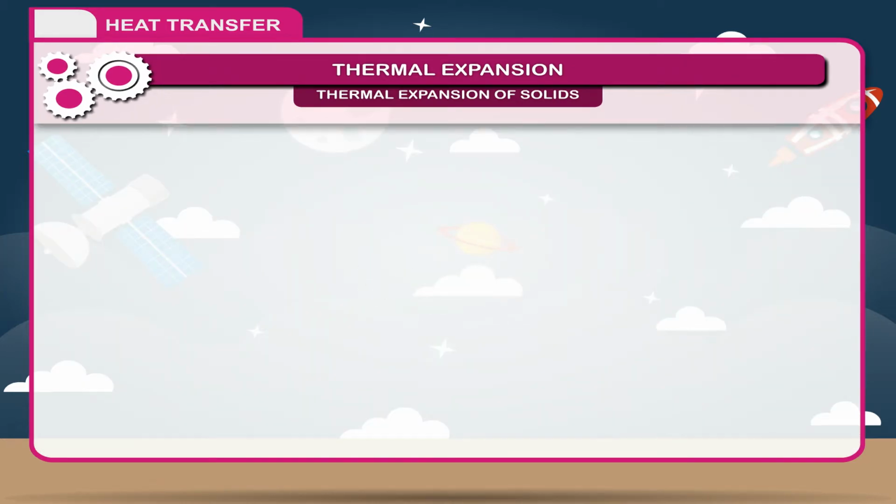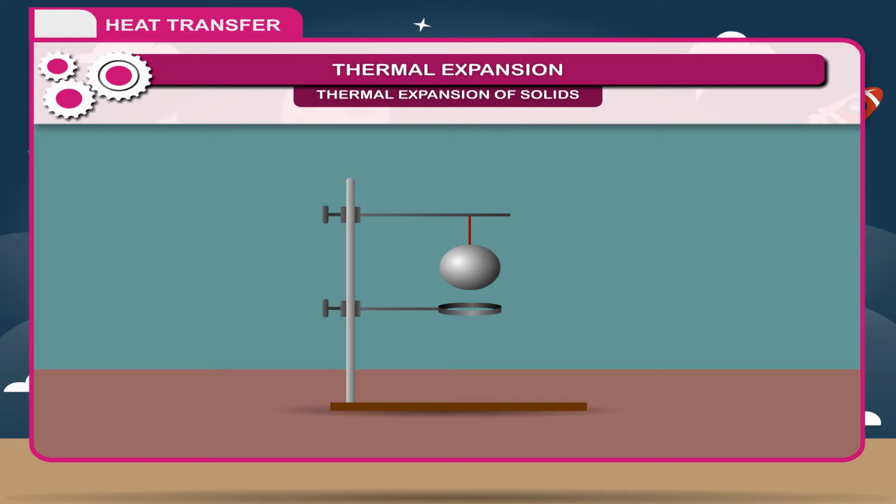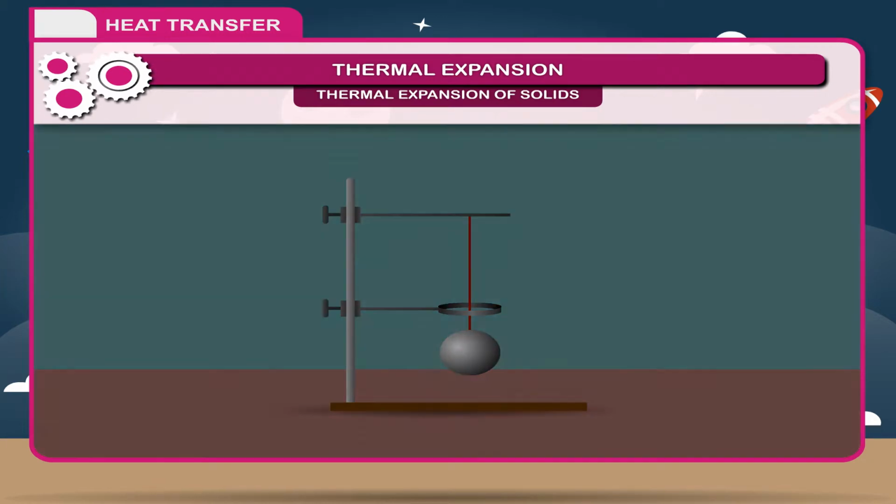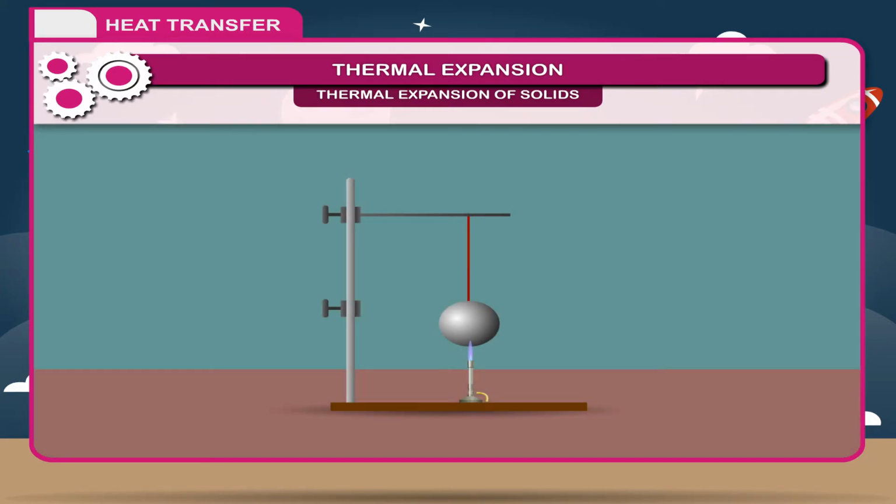Activity. An iron ring and ball apparatus consists of a metallic ring and metallic ball. The outer diameter of the ball is equal to the internal diameter of the ring. Initially, the ball easily passes through the ring. Now, heat the ball strongly for a few minutes. You will observe that the ball does not pass through the ring because its diameter has increased.